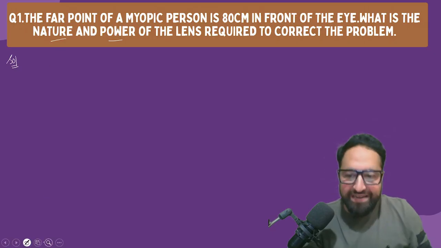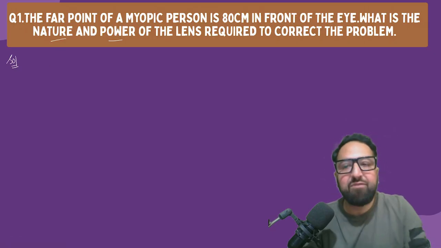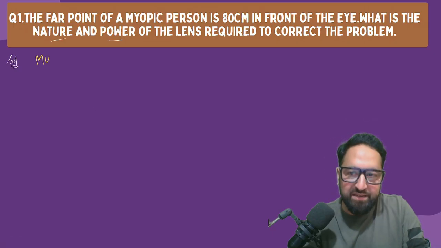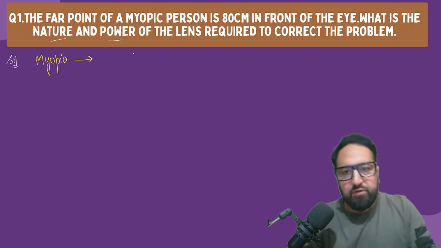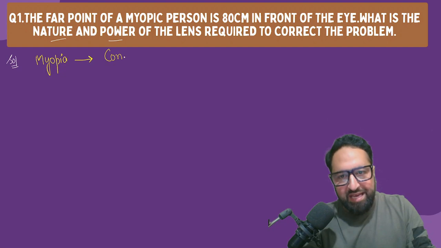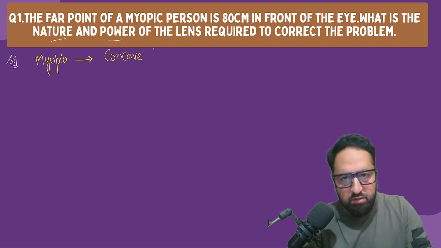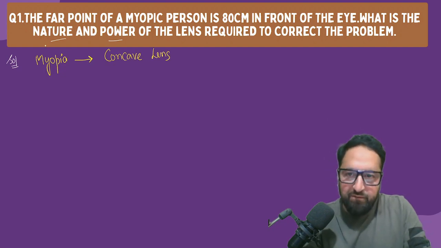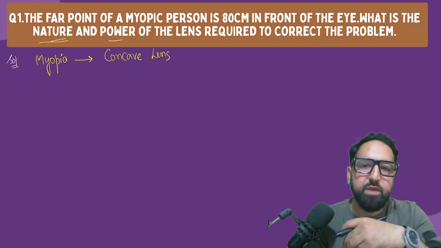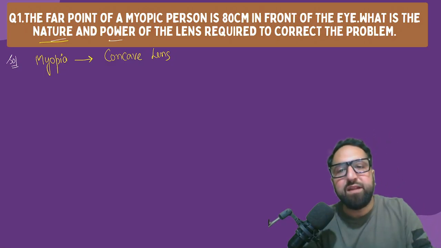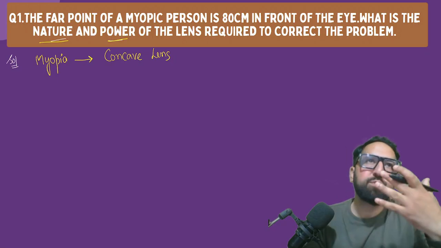See, nature I can get it. If the person is suffering from myopia, we have already studied this. Yes. If the person is suffering from myopia, he would need a concave lens. Okay. So the first part is solved. The nature of the lens would be concave. Okay. But the problem is I need to find the power as well. Like how much power should be there.